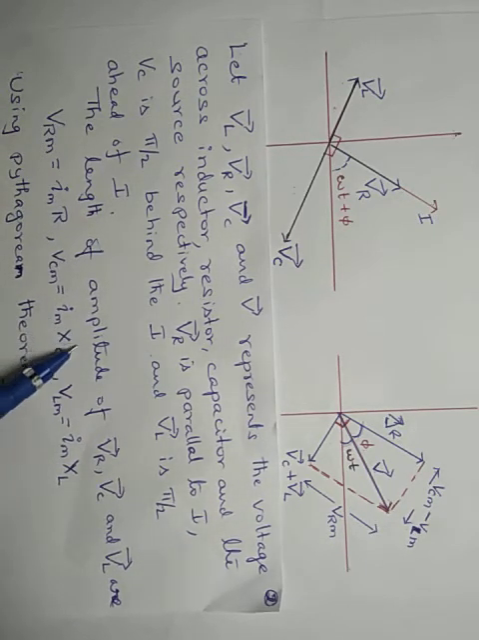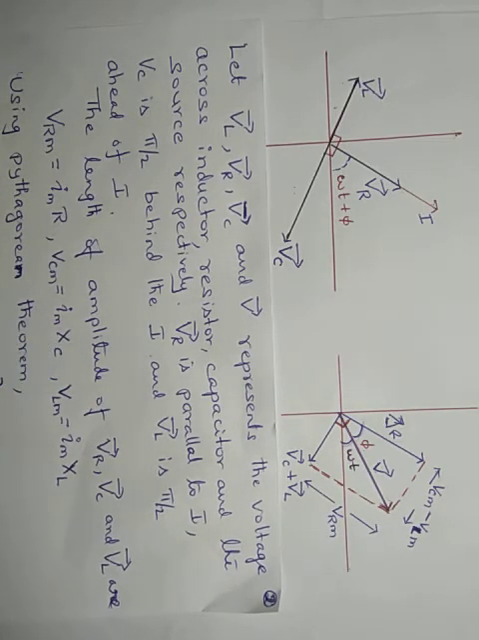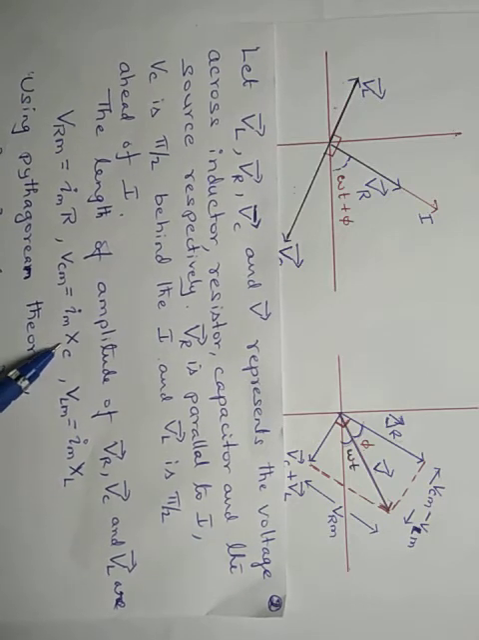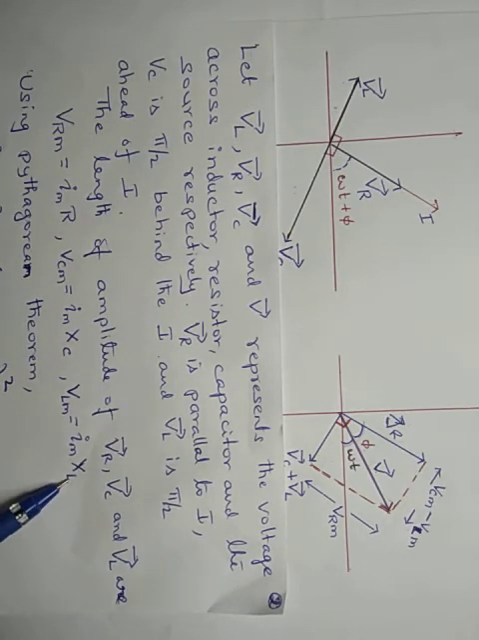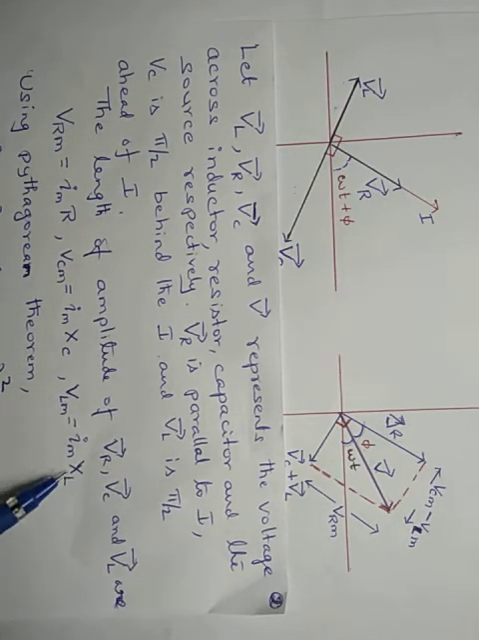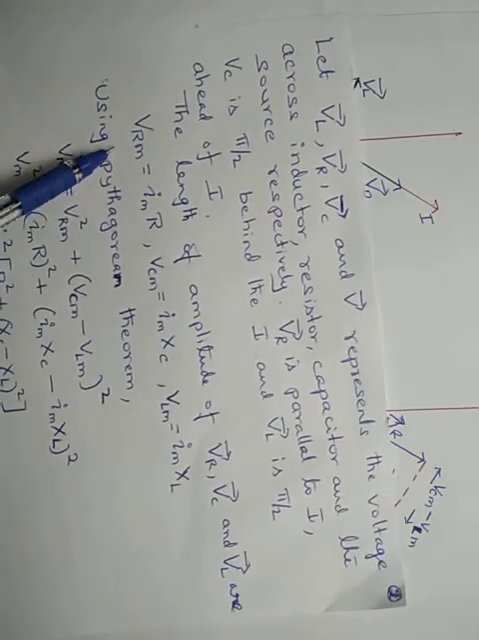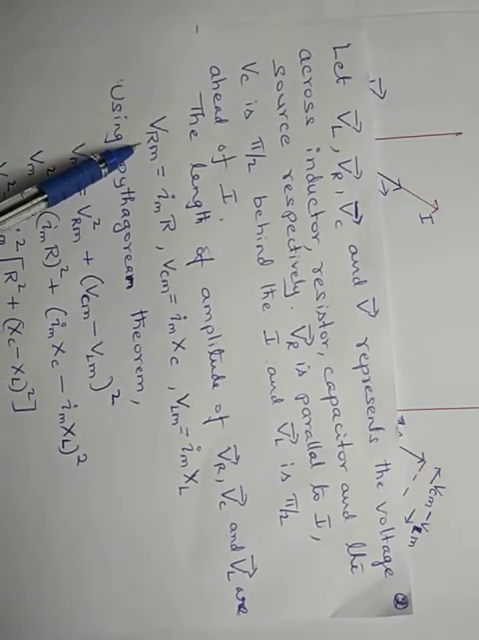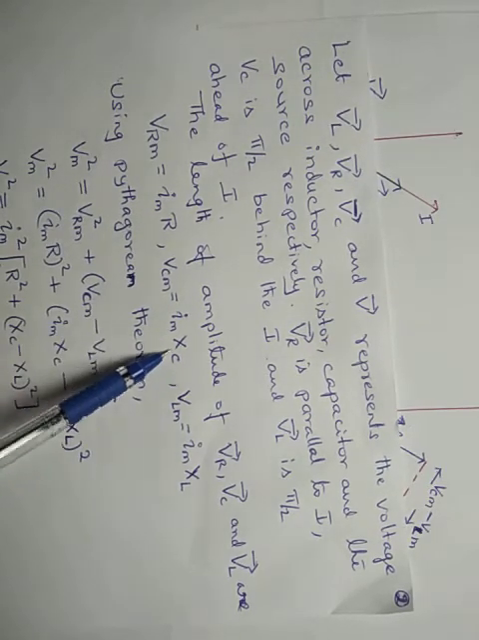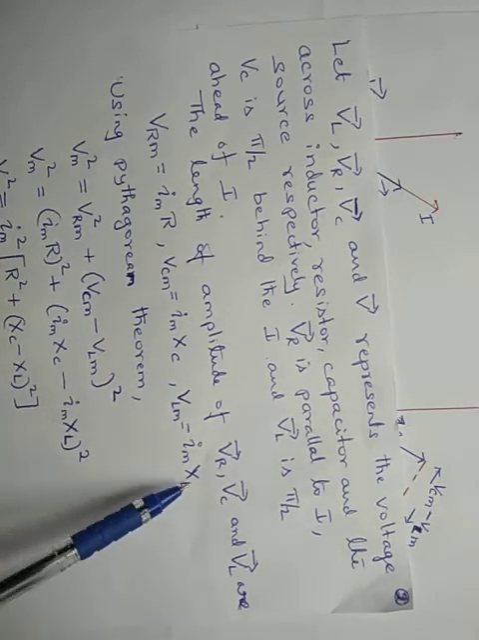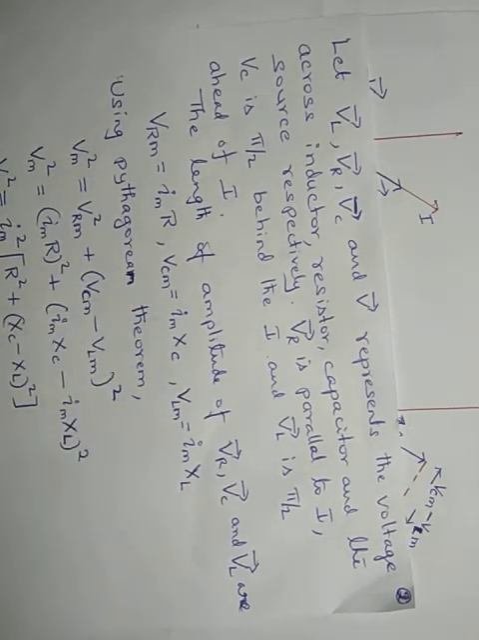This is the current, and this is the capacitive reactance, which is analogous to the resistance. Similarly, the length of VLm can be written as current into inductive reactance, Im into XL. So the voltage across the resistor Vrm equals Im into R, across the capacitor Im into Xc, and across the inductor Im into XL. You should know this equation.